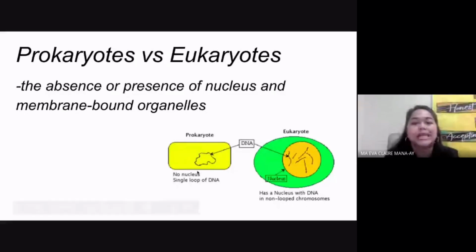Now, as for your eukaryotes, as animals, of course, we are eukaryotic. That means our cells have a nucleus and our cells have different organelles inside the body. Each of these organelles, of course, plays very important roles, okay?